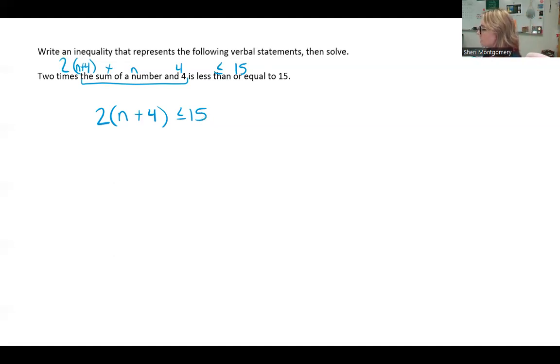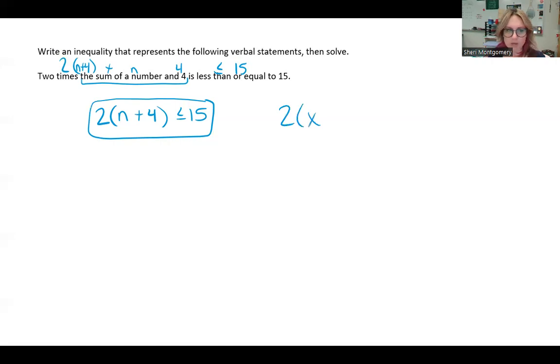Those can be exhausting and they can be deflating, but you've got to have a little grit and you can get through it. That is our first step. We have to write the inequality. The second step is actually solving it. So I'm going to rewrite it. Sorry, I called it n.